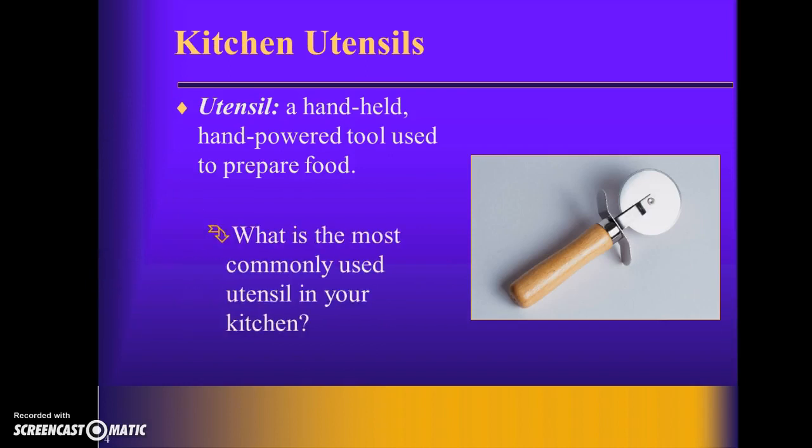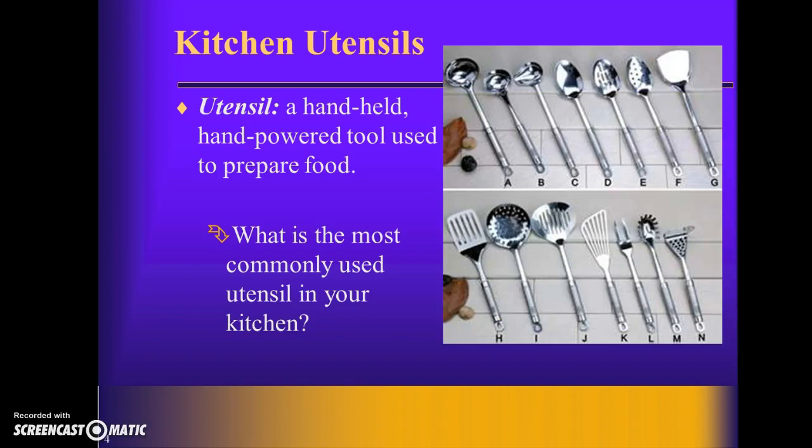Kitchen utensils. So utensil is defined as a handheld, hand-power tool used to prepare food. The question is what is the most commonly used utensil in your classroom? Or in your kitchen? Most people use things like can opener, a whisk, a knife, maybe a paring knife or a peeler. This visual here is everything from ladles to slotted spoons to turners, even fish spatulas, or called spiders, and skimmers and forks.